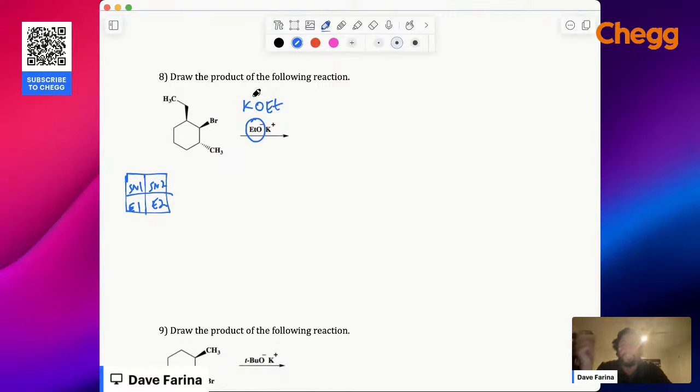Potassium or sodium, these are positively charged metal ions. We know that they're acting as counter ions to an anion, so we know that we have ethoxide. Even if it wasn't explicitly written, if we just see O, CH2, CH3, whatever it is, we know that we have an alkoxide ion. We have an ethoxide. That's a very strong base or nucleophile.